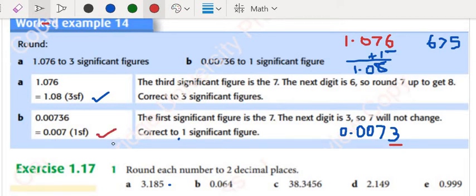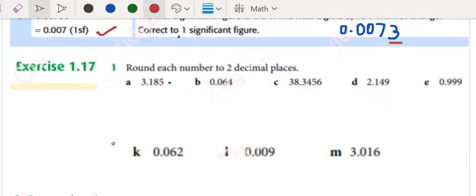This is how you have to work out, and we're going to see some other questions based on that. Round each number to two decimal places. Here we are going to make it two decimal places, we have to see the third digit, and the third digit is 5. So we know the rule: if it is equal to 5 or greater than 5, we have to add 1 here. When we add 1 to 8, it becomes 9, so the answer is 3.19.